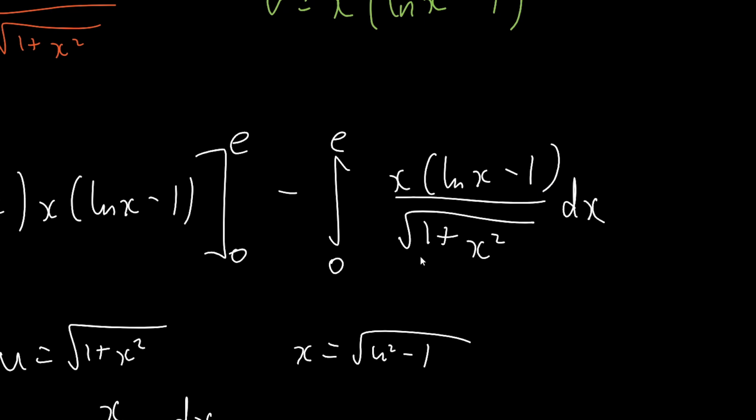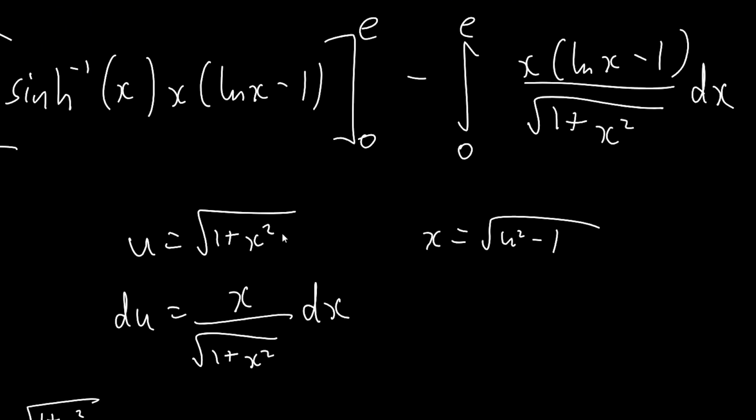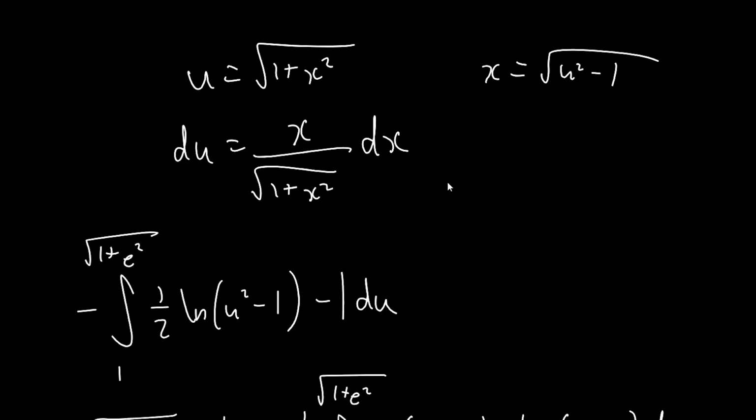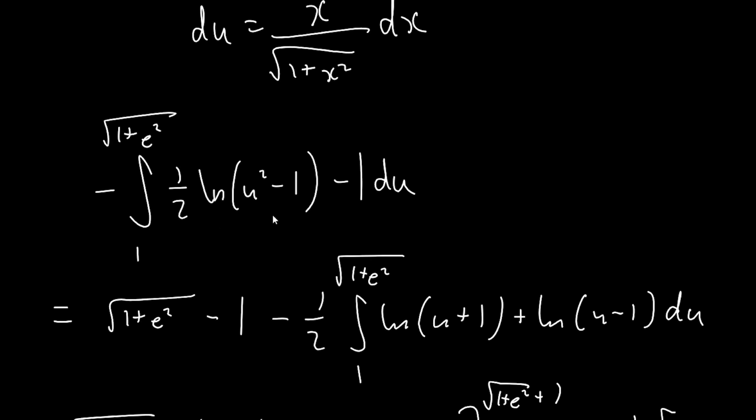And you can see that if you were to make a substitution for square root 1 plus x squared, not only does that get rid of the denominator, it also gets rid of the x that's on the top. You say u equals square root 1 plus x squared, du equals x over square root 1 plus x squared times dx. So now we have the integral between 1 and square root 1 plus e squared times a half ln u squared minus 1 minus 1. And we can evaluate minus 1 just fine. So we get square root 1 plus e squared minus 1. And now we have minus a half times the integral between 1 and square root 1 plus e squared.